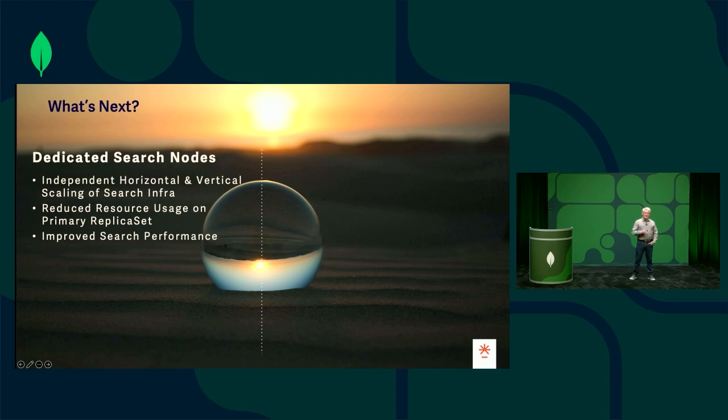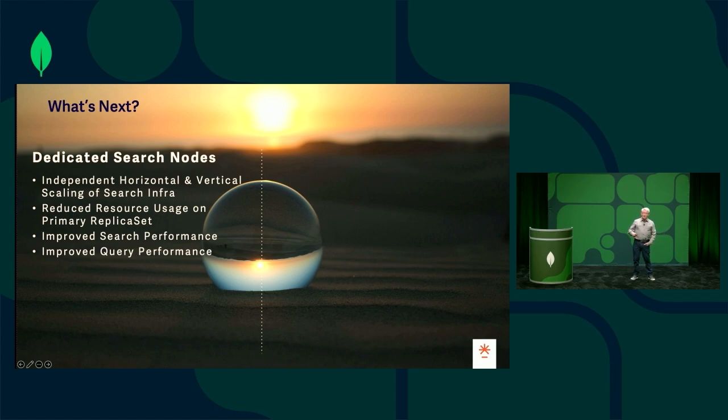Improved search performance. This one is interesting because we've seen improved search performance in some cases, but not all. And we're working through what that means. Do I need more search nodes? Do I need bigger search nodes? Do I need to tune my queries? We're not quite sure why we see performance in some areas, but not in others.